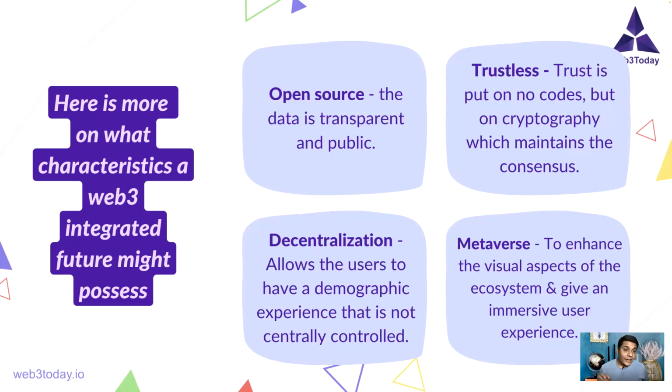Second important thing is trustless. Trust is completely put upon code, trust is completely put upon cryptography, trust is completely put upon the consensus. So there is already a set of rules and regulations on how this entire blockchain should operate, and this entire thing is determined by cryptography, right?